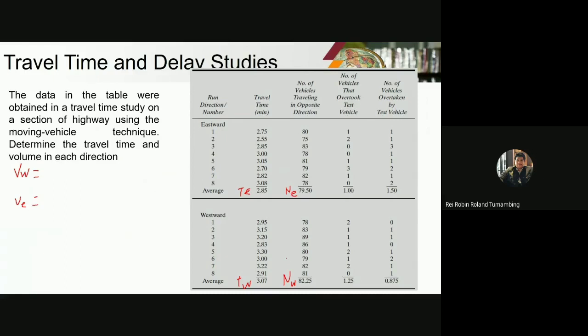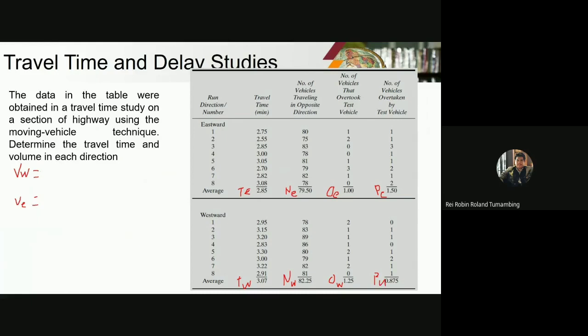Then the number of vehicles that overtook the test vehicle, that is OE. And of course, this is your OW. Then the number of vehicles overtaken by the test vehicle, this is your PE, and of course, this is your PW. Okay, so going back to the equation, no?